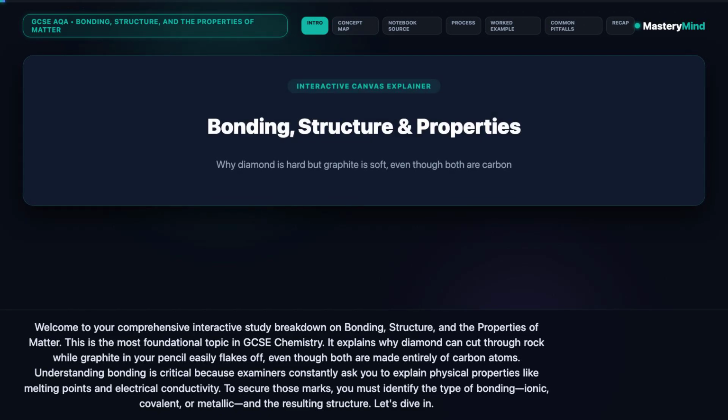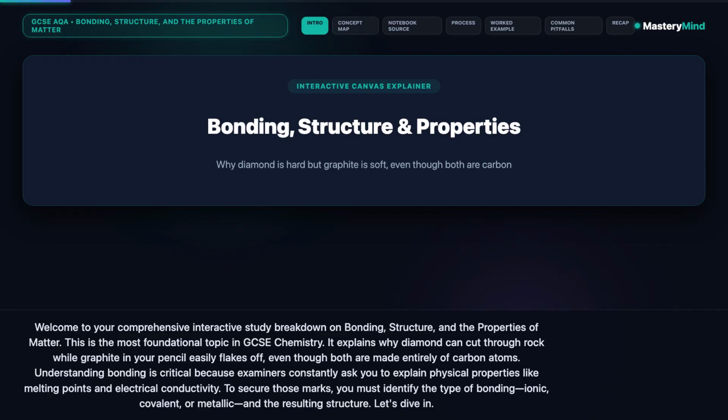Welcome to your comprehensive interactive study breakdown on bonding, structure, and the properties of matter. This is the most foundational topic in GCSE Chemistry. It explains why diamond can cut through rock while graphite in your pencil easily flakes off, even though both are made entirely of carbon atoms.